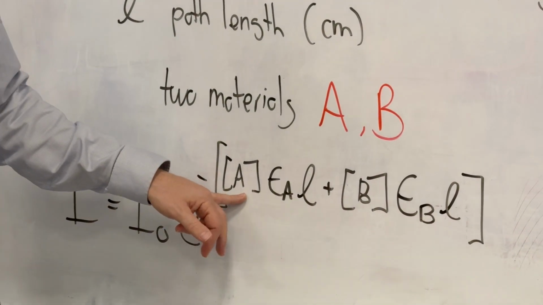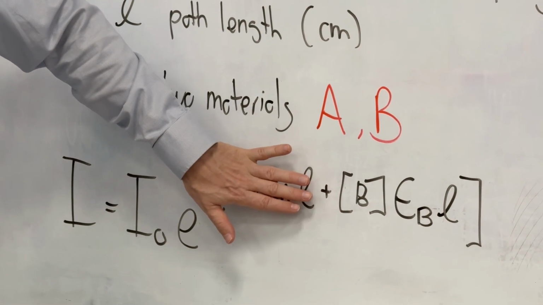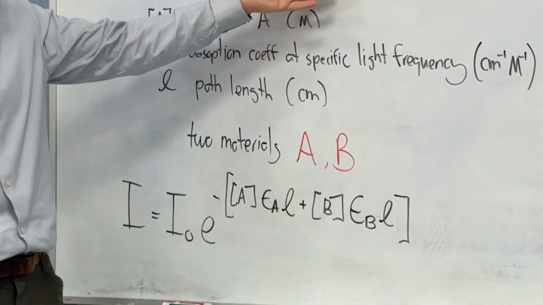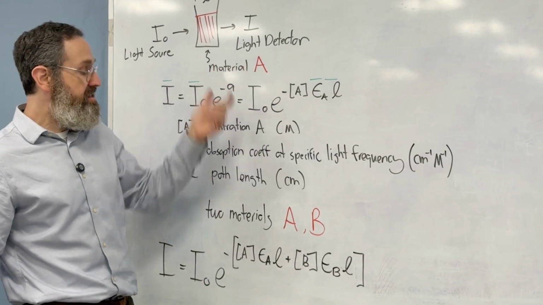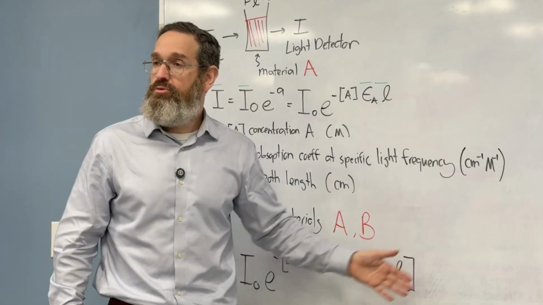Now, if this one is 0, like it has 0 concentration, well, it just won't contribute, right? Which makes sense. So this is really just a case of this situation. Now, if there were 3 things, C, you would just add a C. So you would keep adding it in.